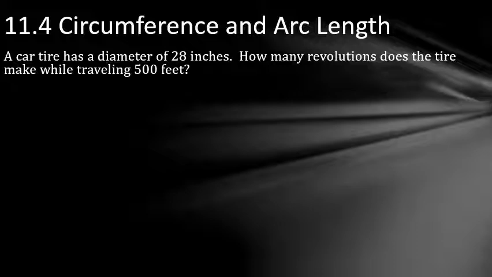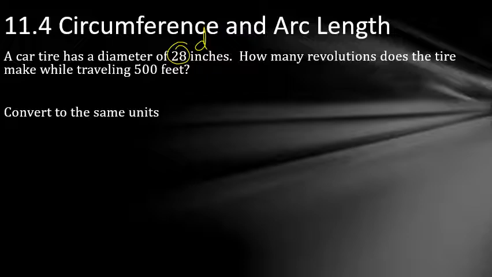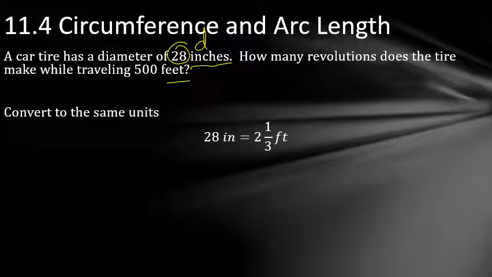A car tire has a diameter of 28 inches. So that means the 28 here is the d. How many revolutions does the tire make while traveling 500 feet? To do this, we're going to start by finding the circumference. Oh, but wait, we have inches and feet. So maybe we should convert. So 28 inches, divide that by 12, and you get 2 1/3 feet.